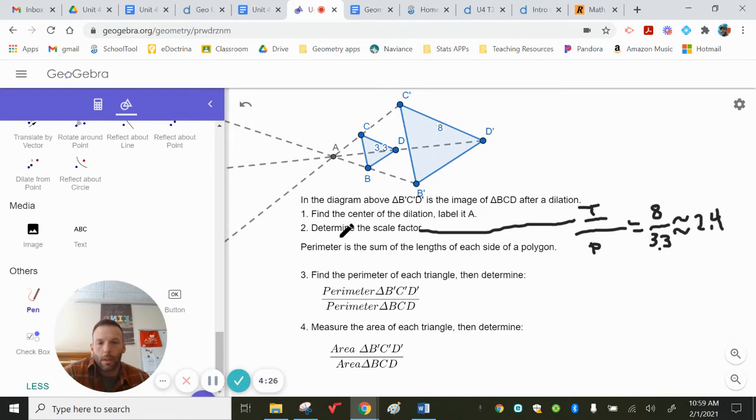Now, the next thing we're going to talk about is perimeter, and perimeter is the sum of the length of each side of a polygon. So what I'm going to do is measure all 3 sides of each, and then we're going to figure out what the ratio of the perimeters is. So I'm going to pause and then go ahead and measure all of those things.